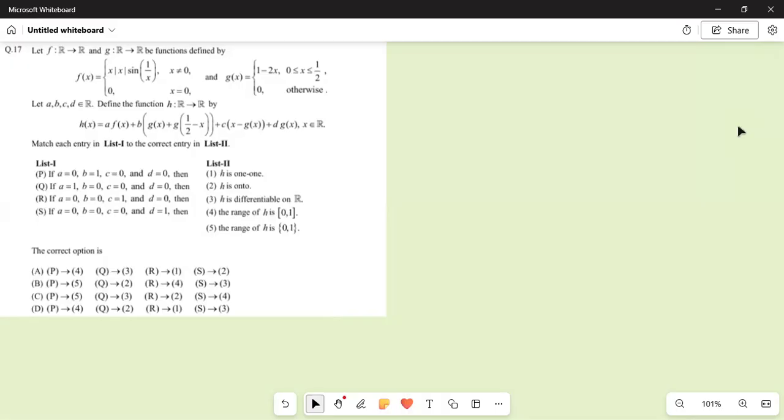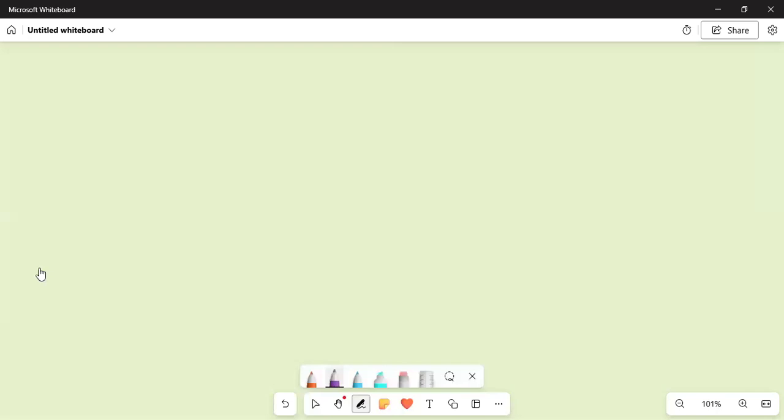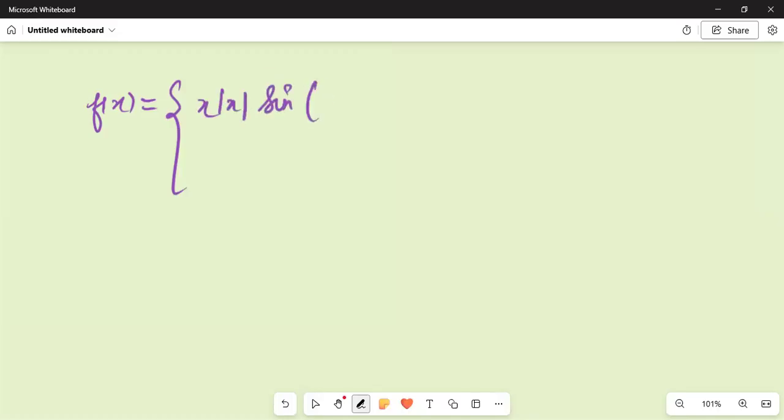Okay, so before moving on with the question, first see what f and g are actually giving us, because we have to see whether h is one-one, onto, differentiable and the range of h at every point. So first of all, we can see what f is saying. f is x mod x sine 1 by x, where x is not 0. And if x is 0, we are getting 0.